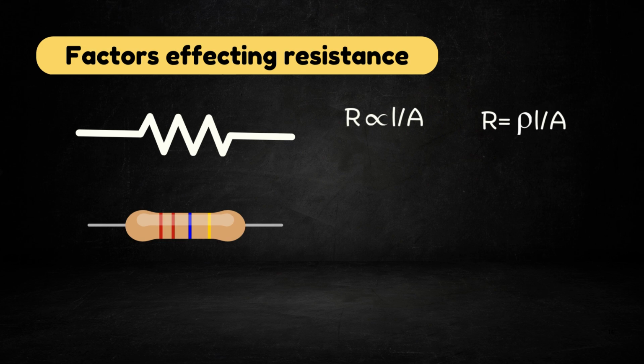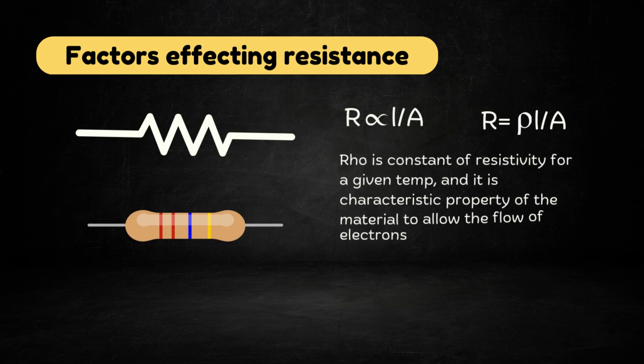And removing the proportionality sign, we can apply rho, which is the constant of resistivity, which is the same for a given temperature, and it is the characteristic property of the material to allow the flow of electrons. This resistivity will be very high for insulators and moderately low for conductors. The SI unit of resistivity is ohm meter.